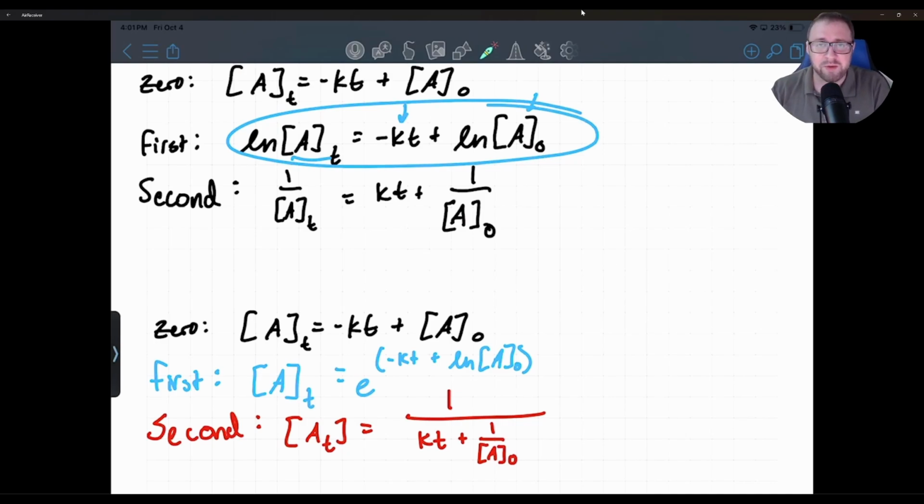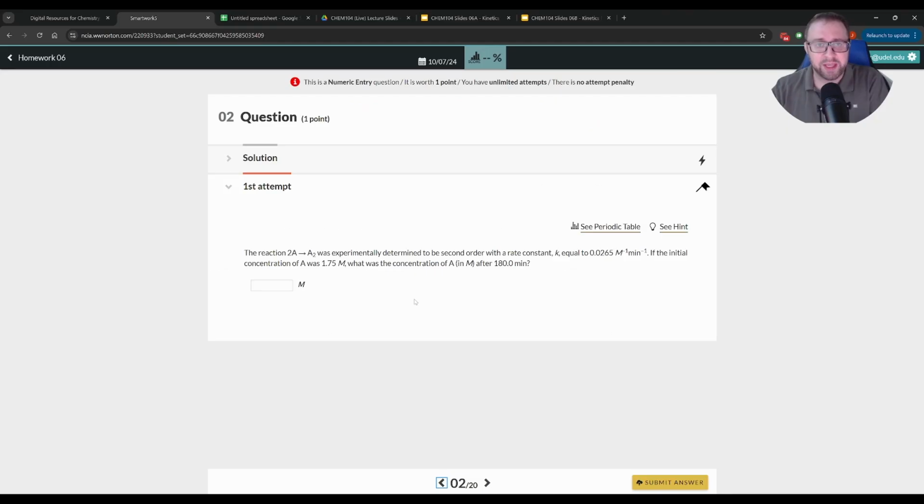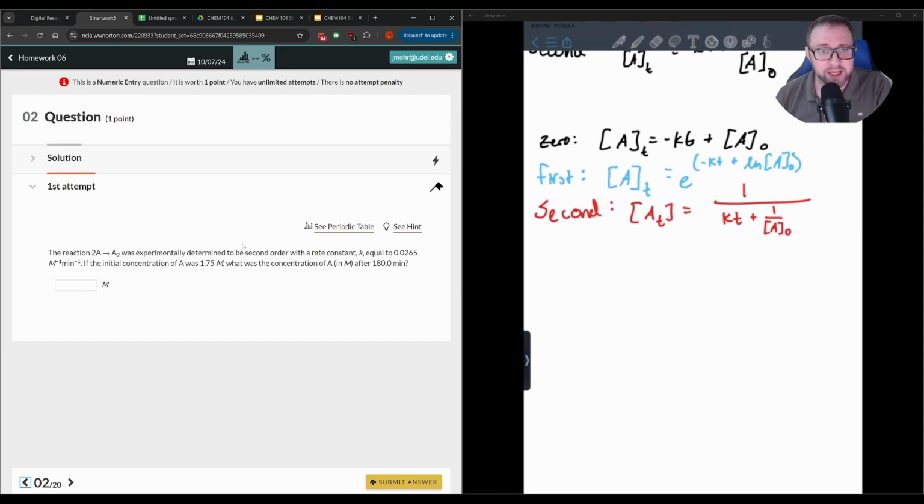So why don't we look at a quick example of what that would look like. Here we go. Here we have a pretty basic one. So here we're told we have a second order reaction, a rate constant K. I'm told K is equal to 0.0265 m to the -1, min to the -1. We can tell, for the record, directly that this is second order because of the units on K.